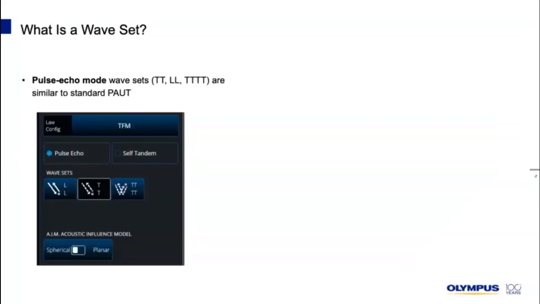So now, what is a wave set? There's two different groups. Pulse echo type of wave sets are the following that we see here. LL, TT, or 4T, L standing for longitudinal, T standing for transverse, would be wave sets that we're fairly used to seeing because it is similar to what we have used in the past with phased array, where the sound is coming out of the probe and then going to the reflector and then back in the probe. So that's what we call pulse echo.